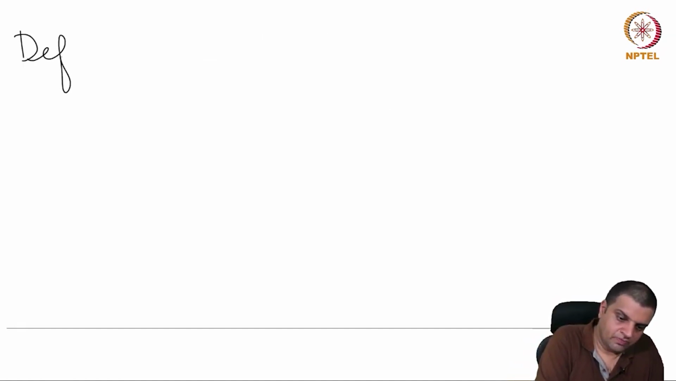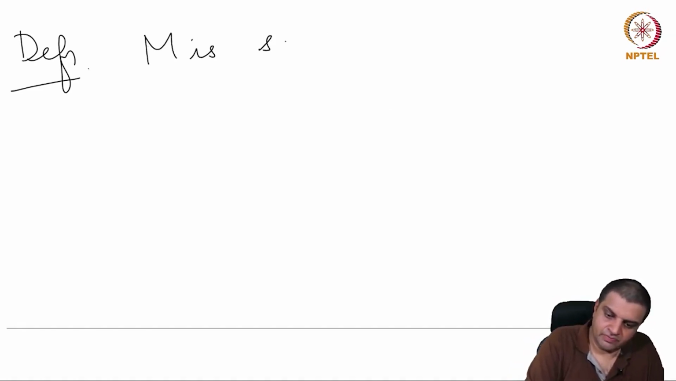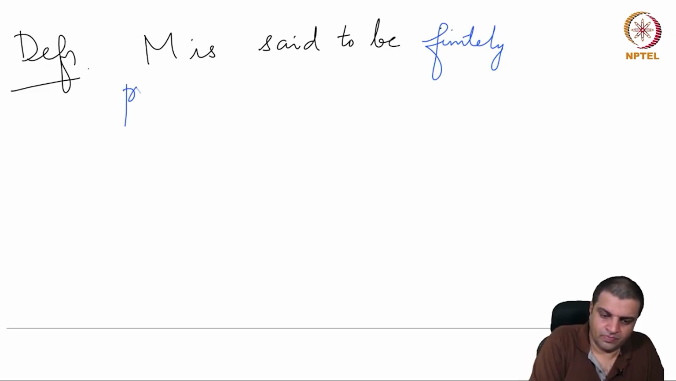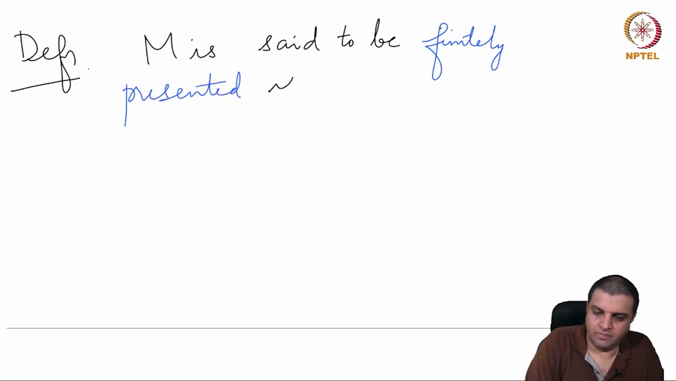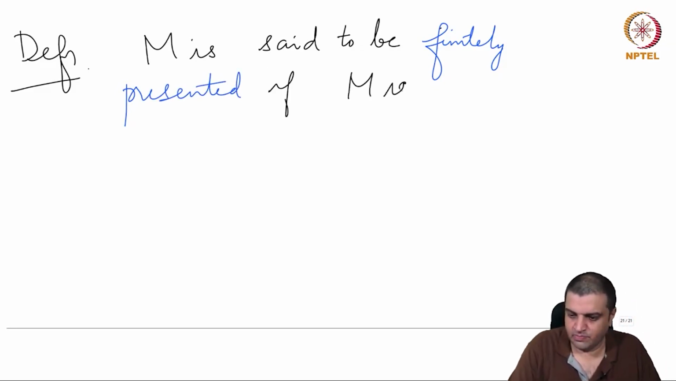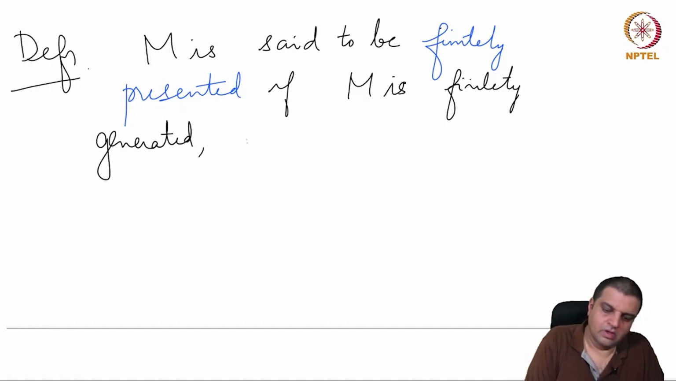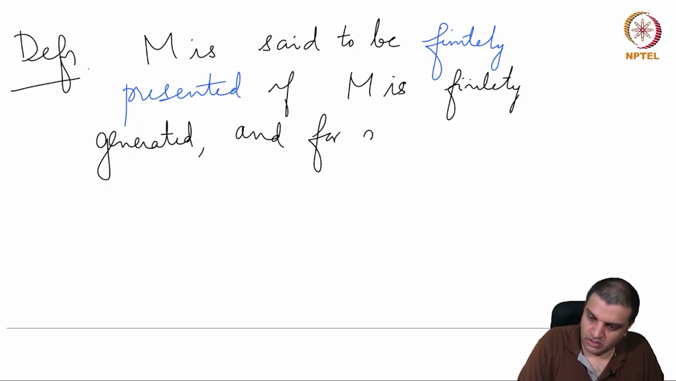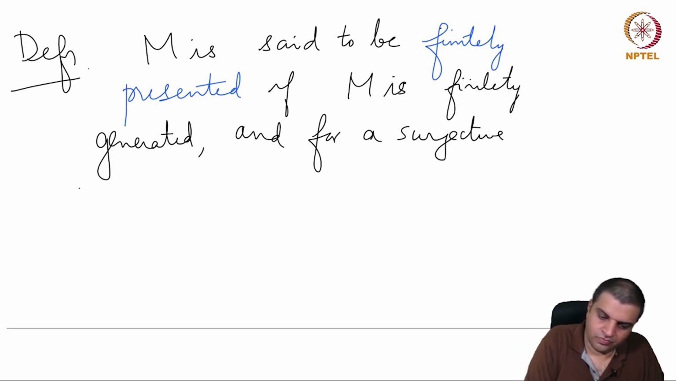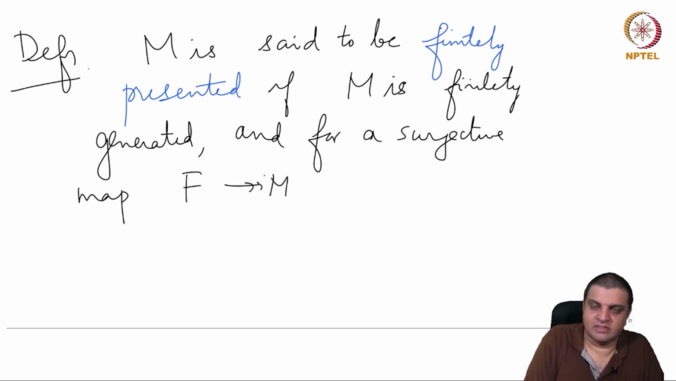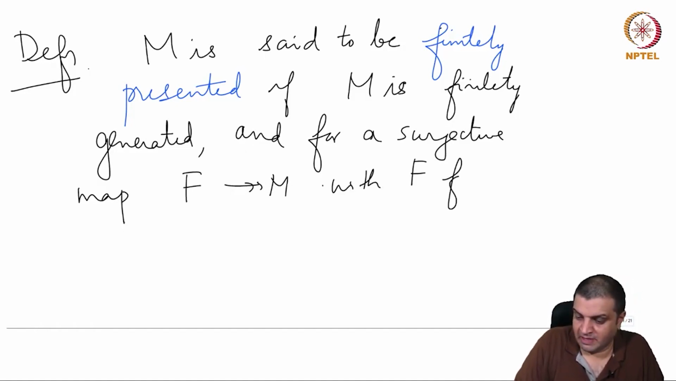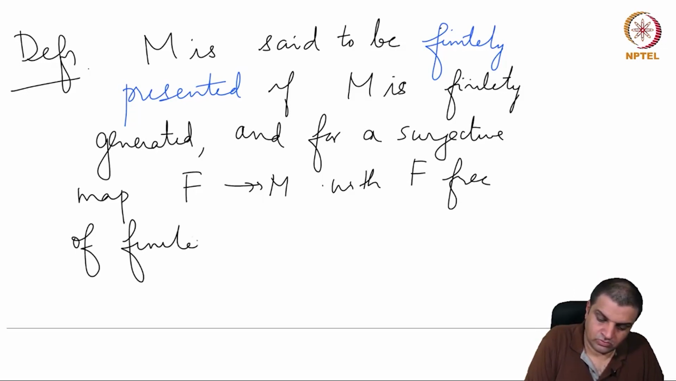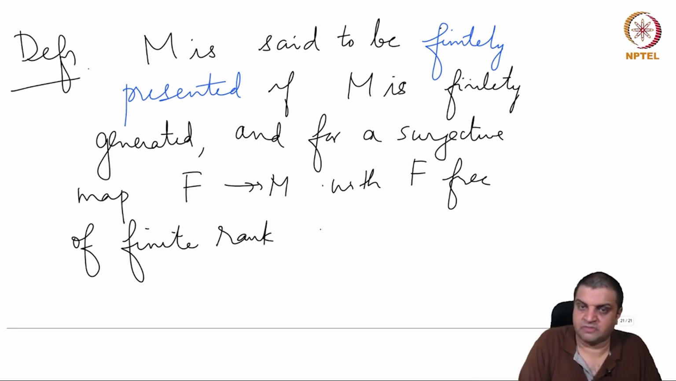Okay. Definition: M is said to be finitely presented if M is finitely generated and for a surjective map F to M, where F is free of finite rank. Such a thing exists because M is finitely generated.